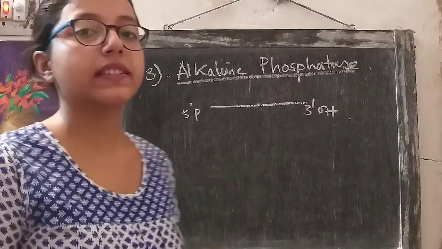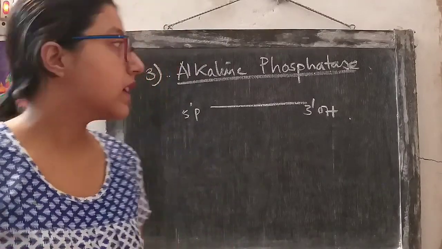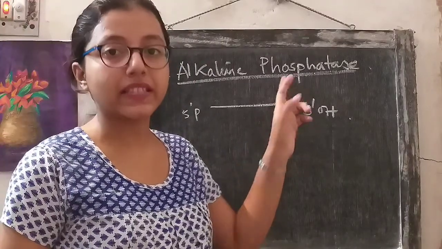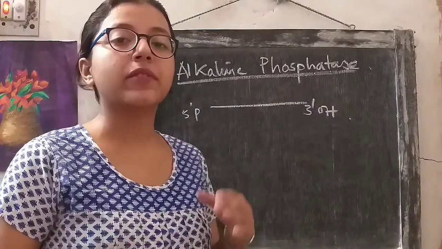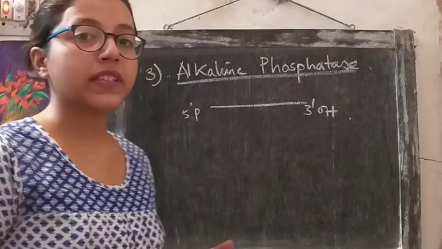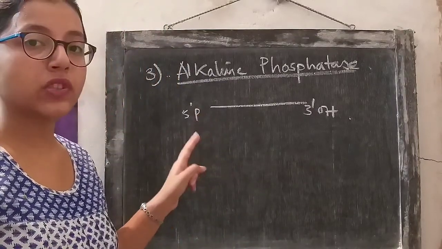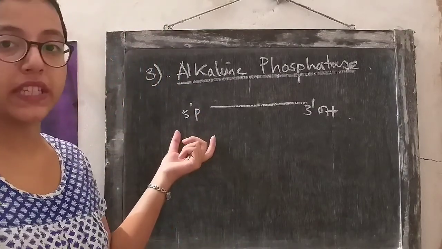Now coming to the third enzyme, the name of the enzyme is alkaline phosphatase. Phosphatases are enzymes that remove phosphate groups. Phosphatases are the class of enzymes that remove the phosphate group. So what they do? They remove the phosphate group from the 5' end of a DNA.